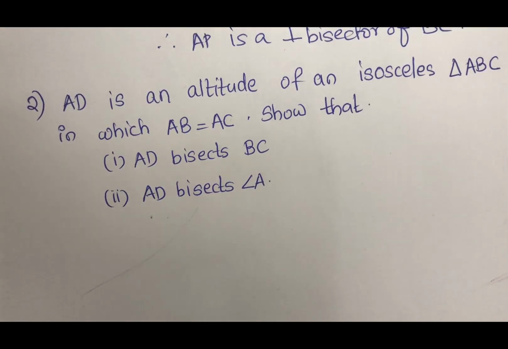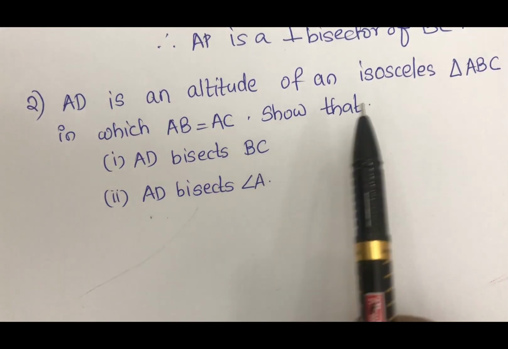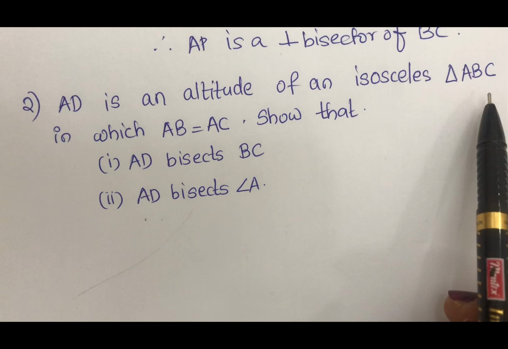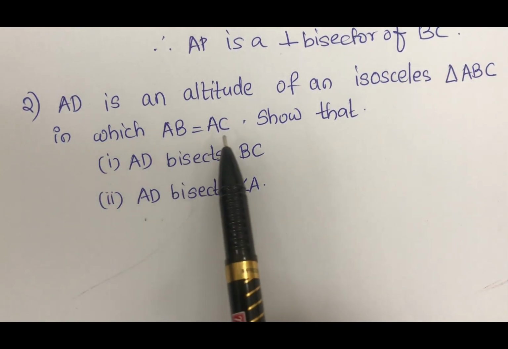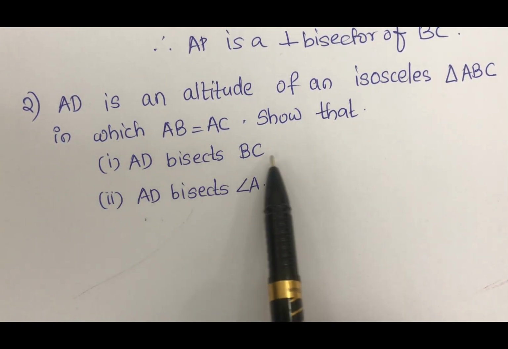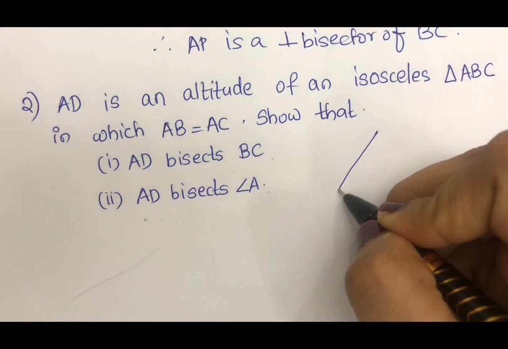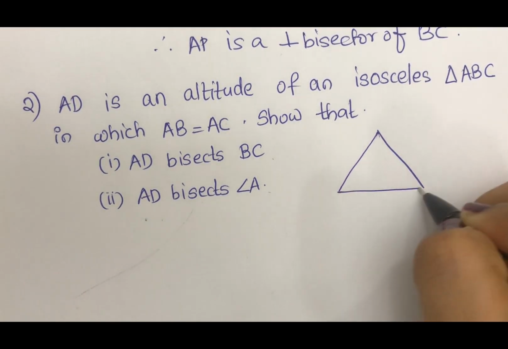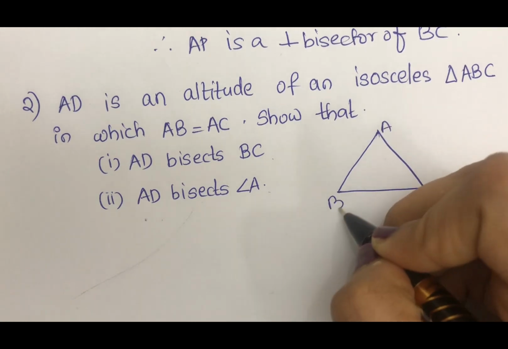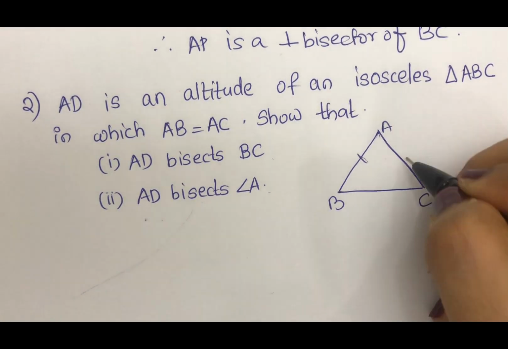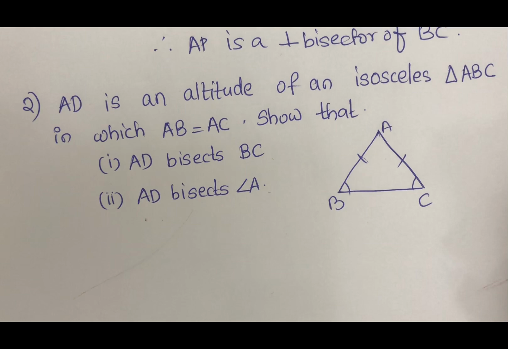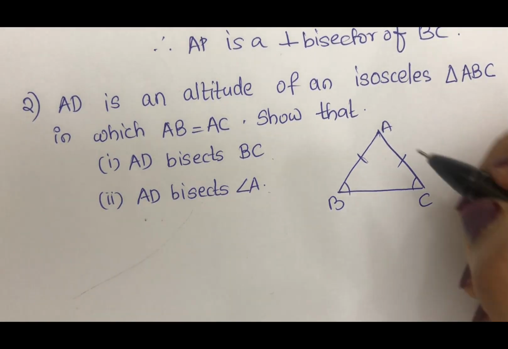So moving on to the second question: AD is an altitude of an isosceles triangle ABC in which AB is equal to AC. Show that AD bisects BC and AD bisects angle A. So this is our triangle ABC, an isosceles triangle. These two sides and these two angles are equal. Now AD is an altitude.